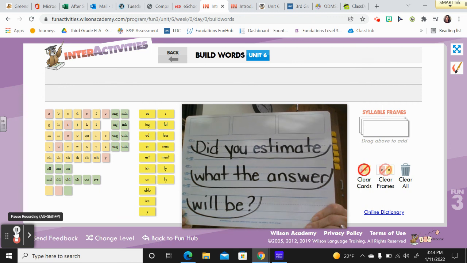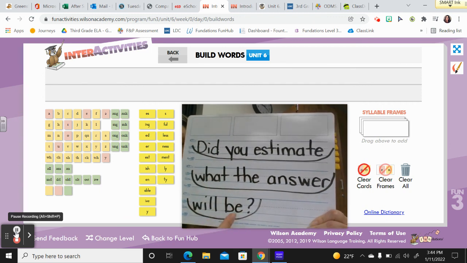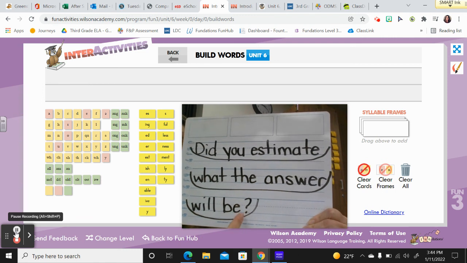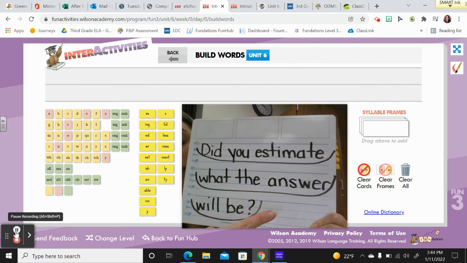Did you get a capital letter? Check your spelling with each word. Compare it to the spelling on your paper. And did you get the question mark? I was asking you something, so hopefully you didn't put a period, you put a question mark. And look at my scoops. Did you estimate what the answer will be?